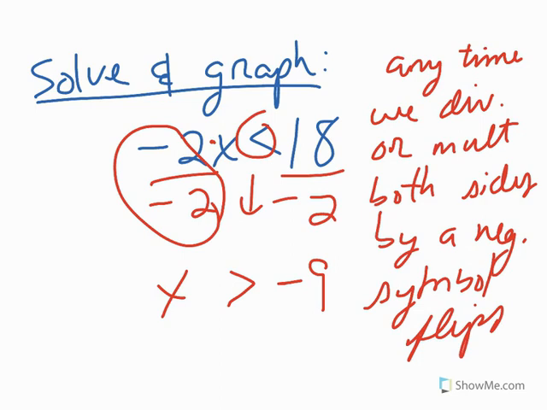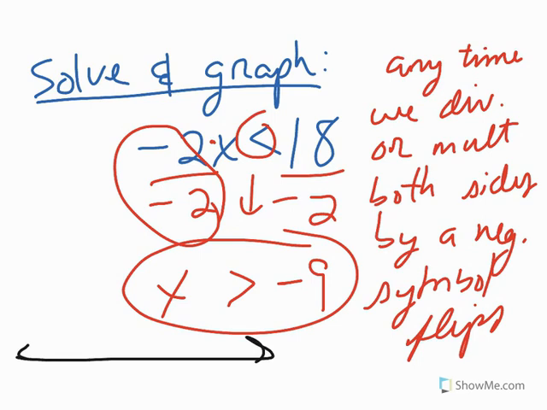And just to finish this off, let's go ahead and graph our solution, which is that x is the numbers bigger than negative 9. So here's my number line, and here's negative 11, negative 10, negative 9, negative 8, negative 7. The numbers bigger than negative 9 would be the numbers to the right of negative 9. And because we have a greater than symbol, there's no equal under the greater than symbol, we're going to use an open circle.